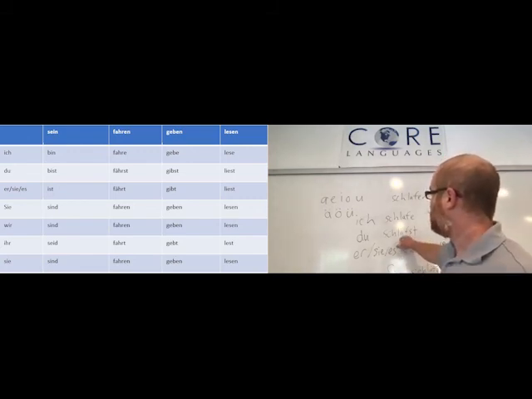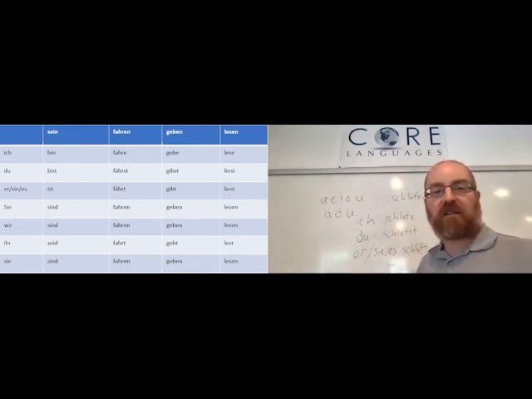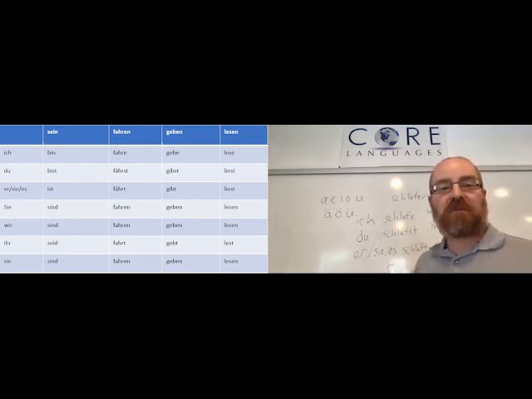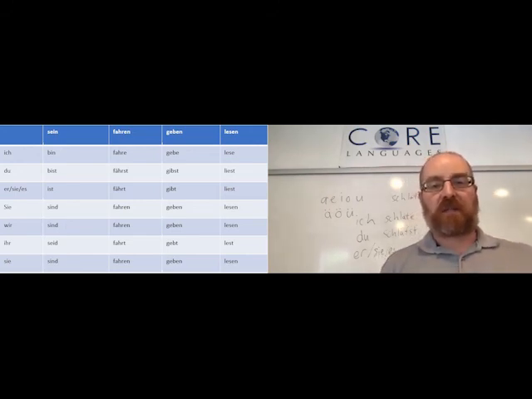So, schlafen, ich schlafe, du schläfst. It gets the long A sound. Er/sie/es schläft, wir schlafen, ihr schlaft, und sie schlafen. All right, well that about covers it for an introduction to stem vowel change verbs, and we're going to talk about separable prefix verbs next.